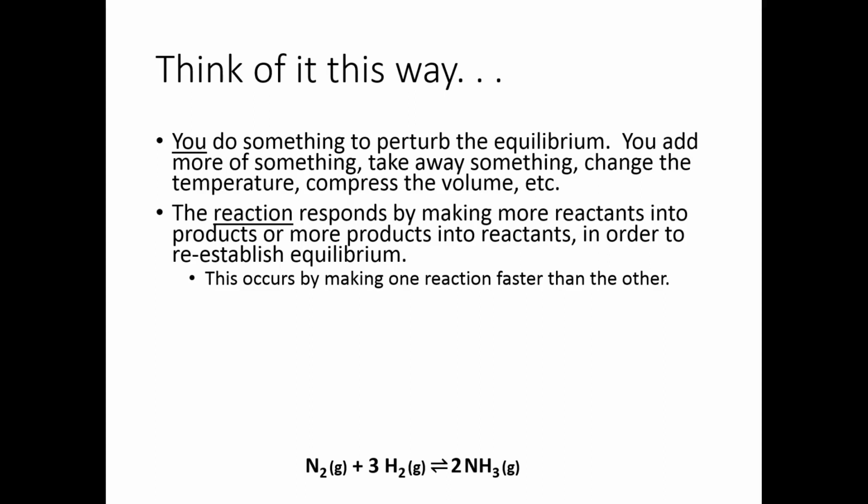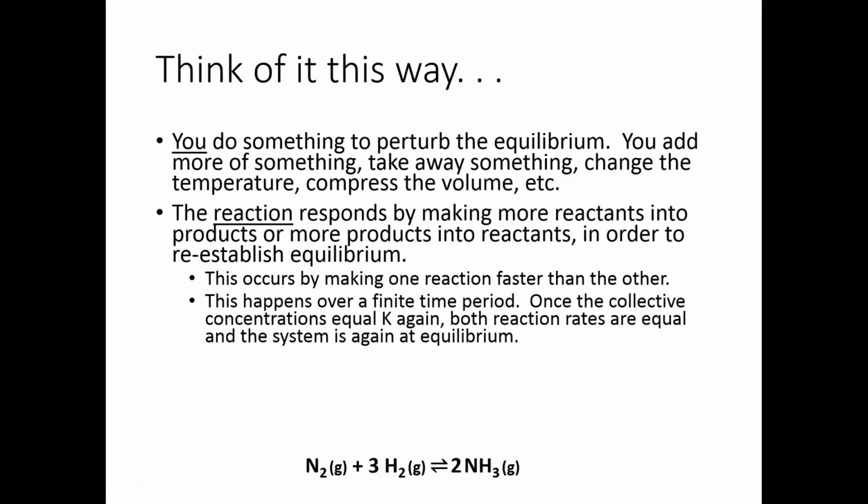This occurs by making one reaction faster than the other. That's the only thing an equilibrium system can do. It can make one reaction, the forward or backwards, faster than the other one for a period of time. During that period of time, it's not at equilibrium. It's going toward equilibrium, but it's not at equilibrium because one reaction, either the forward or the backward, is faster than the other for that period of time. So say I add more nitrogen, well, for a finite period of time, the reaction in this direction is going to be faster because it wants to produce more NH3 and bump up those concentrations or pressures of NH3 so that it can reattain equilibrium. Once it's at equilibrium, then these two reactions will be equal again. The rates of those two will be equal again. So this happens over a finite time period.